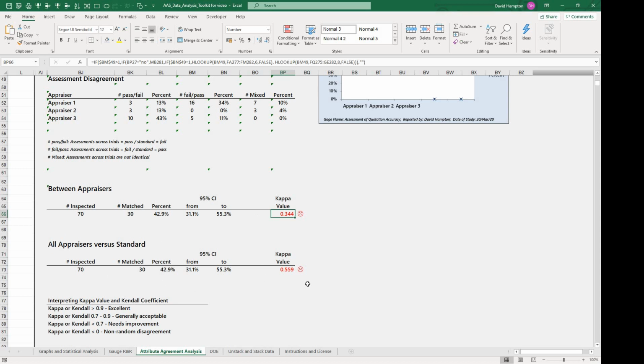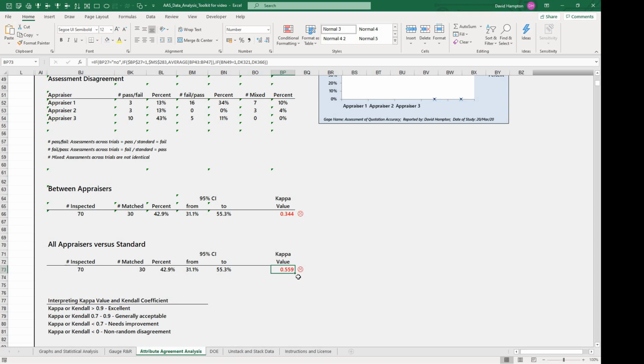And the overall performance, taking into account the within appraisers, appraiser versus standard, and between appraisers, came up with an unsatisfactory Kappa of 0.559, which is why we've got a frowny face.